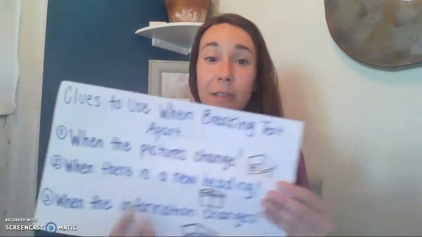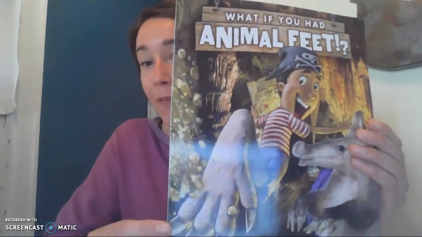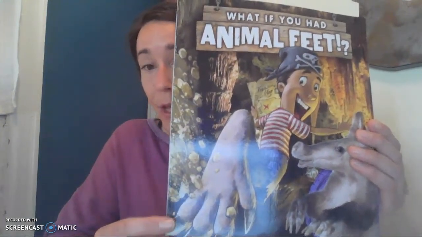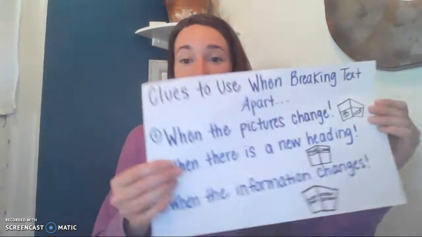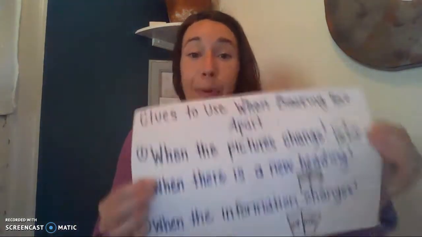So let's practice using a book that I have for us today. So this book is called What If You Had Animal Feet? So I'm going to use my chart here to help me figure out how to break apart this book. So the first thing I'm going to look for are the pictures. I think that's probably the easiest way to know when to break apart sections in a nonfiction text.